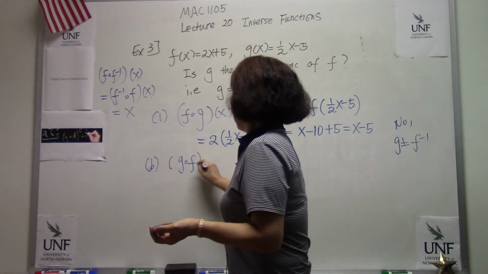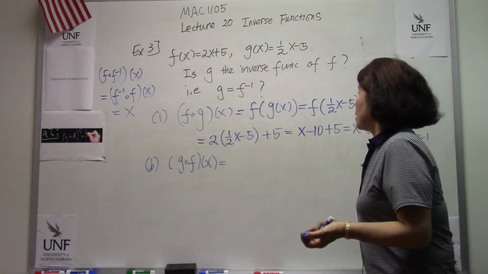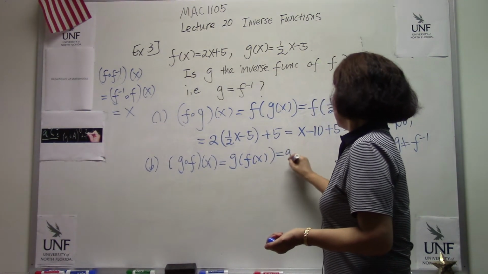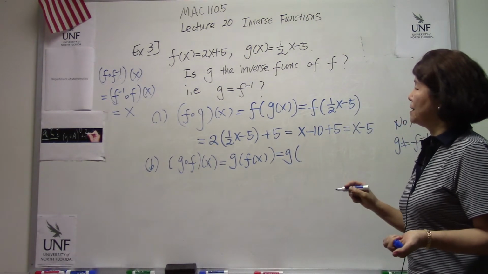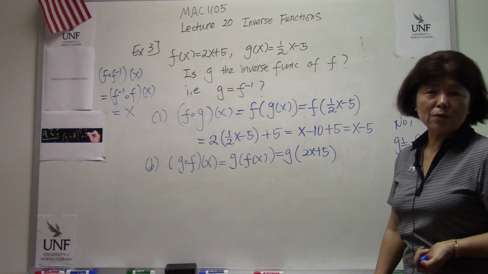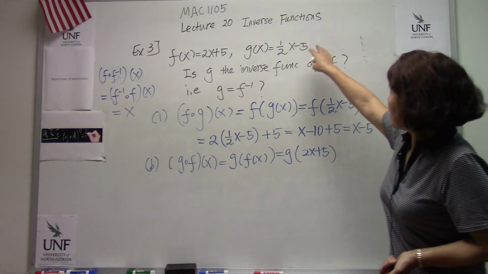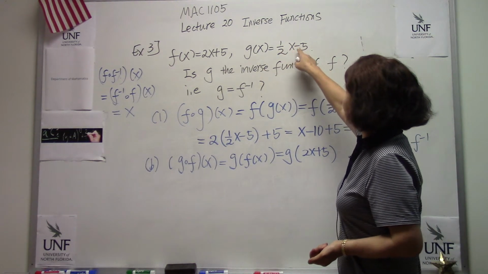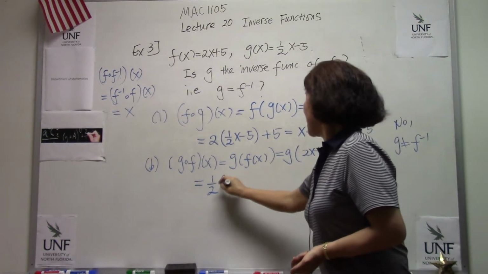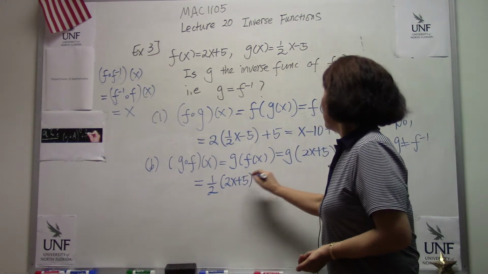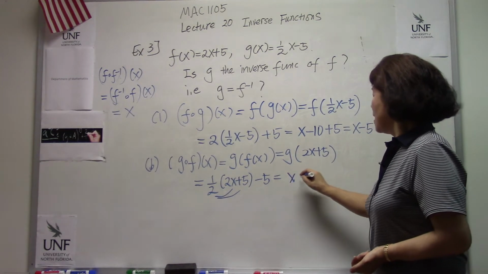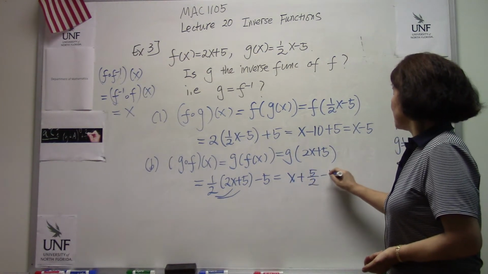G circle F of X. So that means G of F of X. That means G is the main function, F goes inside. So F is 2x plus 5. So now go back to function G. What does function G do? It halves the input and then subtracts 5. So halves the input. So 1/2 times 2x plus 5, the input, and then subtract 5. So you distribute over here, so x, and then plus 5 halves minus 5.